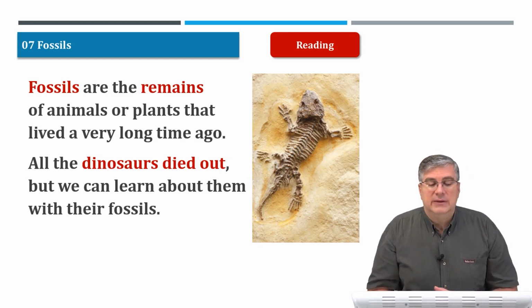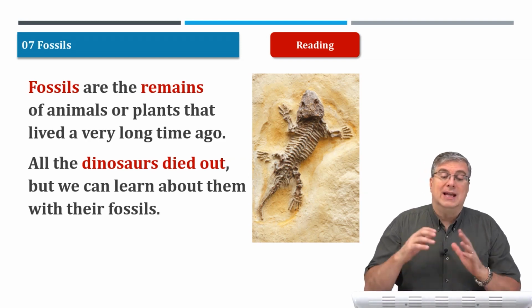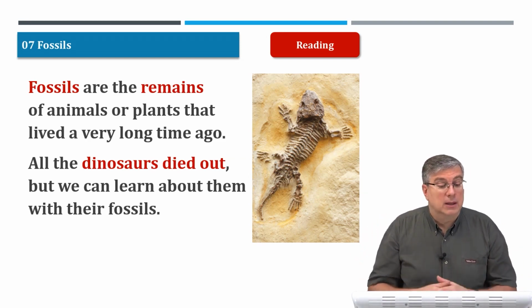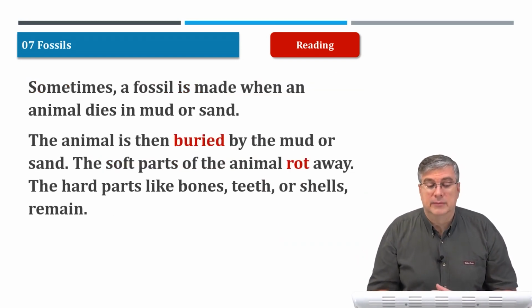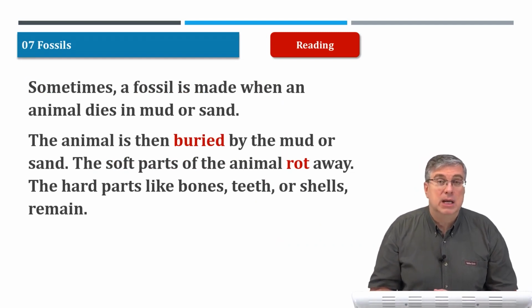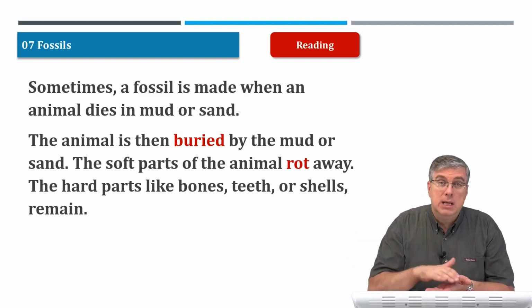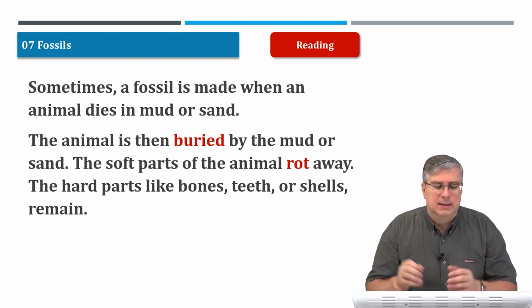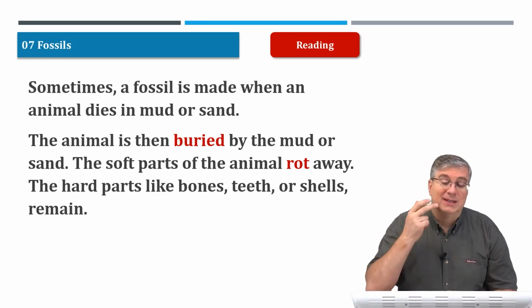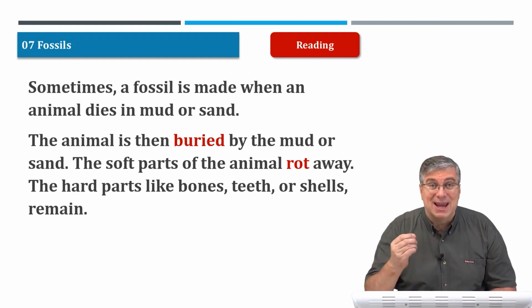Fossils are the remains of animals or plants that lived a very long time ago. All the dinosaurs died out, but we can learn about them with their fossils. Sometimes a fossil is made when an animal dies in mud or sand. The animal is then buried by the mud or sand. The soft parts of the animal rot away. The hard parts like bones, teeth, or shells remain.